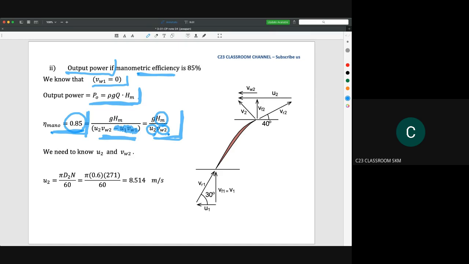Okay, so now, as I said, for U2, we can straightforwardly use the equation. The equation is U2 equal pi D2 N over 60. So we substitute all the values here, and we get 8.514 meter per second.